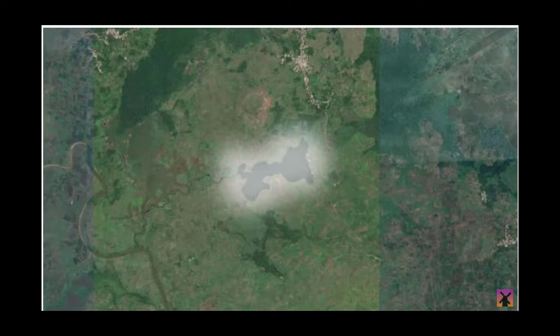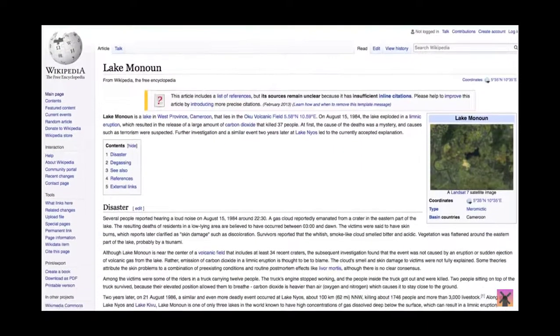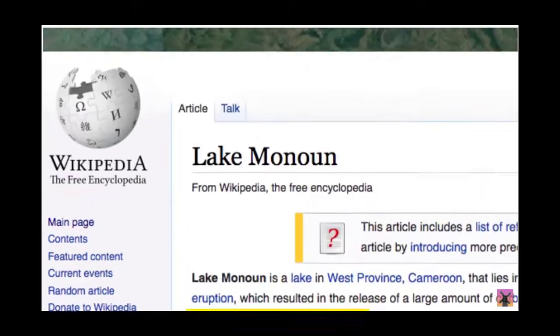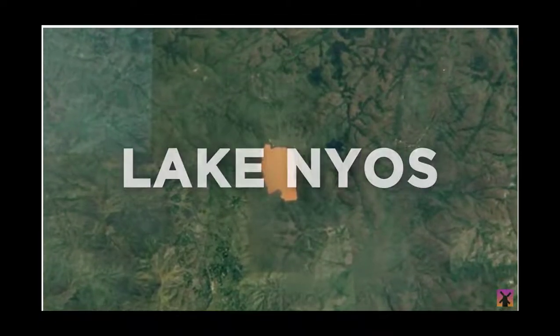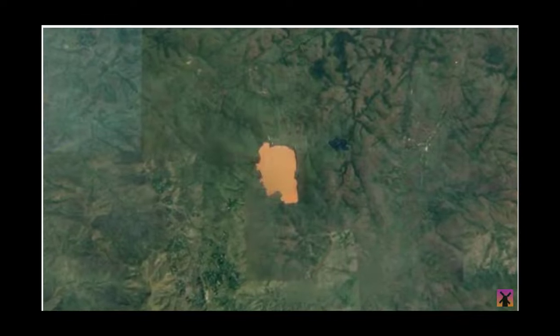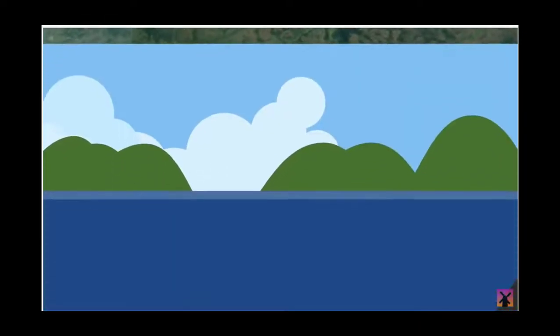37 people ended up dying with reports of skin discoloration, which led investigators to initially believe that the incident was a terrorist attack. But 2 years later, the nearby Lake Nyos experienced a very similar but even more catastrophic event. Here's what really happened in both cases.